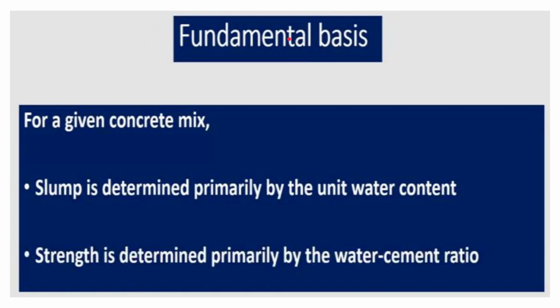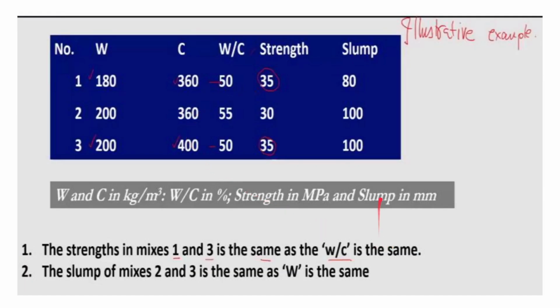The fundamental basis, based on what we have learned in some of the previous slides, is that concrete is mainly dependent on the slump and the strength. The governing criterion of slump is the unit water content, and the governing criterion of strength is the water cement ratio. These two are the main parameters on which every design depends. Let us now see this example. Here they have given three trial mixes, where W and C are in kg.